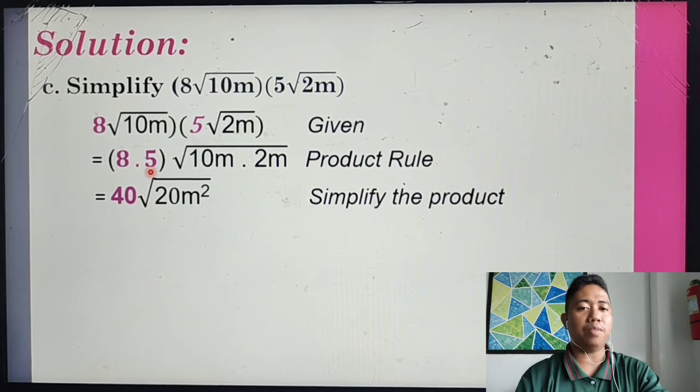So 8 times 5 becomes 40. And of course, 10 times 2, the numerical coefficient, which is 20. And m times m, which is m squared. So by applying the exponent law, 1 plus 1 becomes 2.